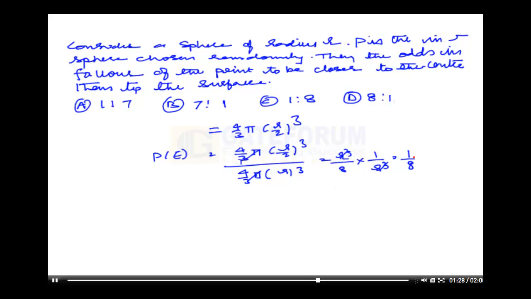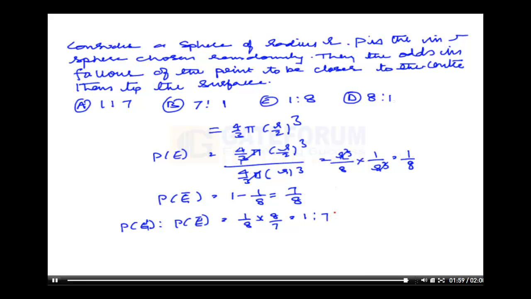Now in the question, we have to find the odds in favor. So the probability of E dash is equivalent to 1 minus 1 by 8, that is 7 by 8. Odds in favor is defined as P(E) is to P(E dash), that is 1 by 8 is to 7 by 8, that is 1 is to 7. Hence your answer is A.